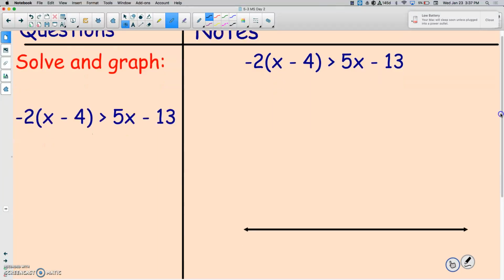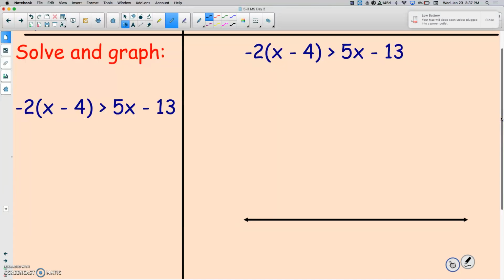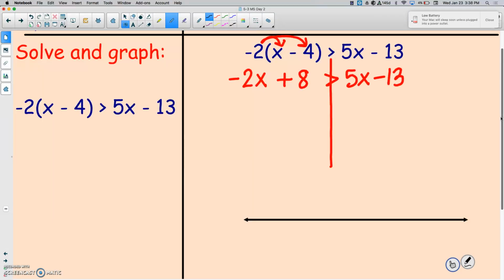All right, now we're moving on. So instead of just having variables on each side, another thing that we've worked with in the past with equations was using the distributive property. So when you see a number next to parentheses, that number is being multiplied times everything inside the parentheses. That's the distributive property. So negative 2 times x is negative 2x. And then negative 2 times negative 4 is positive 8.